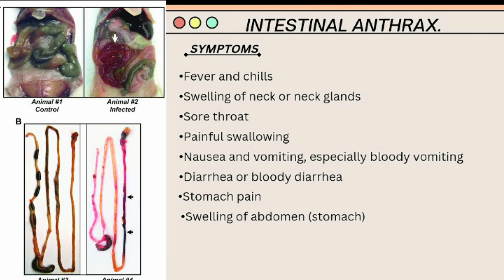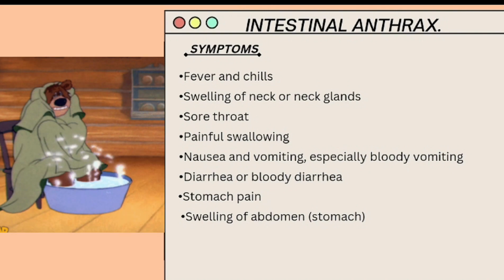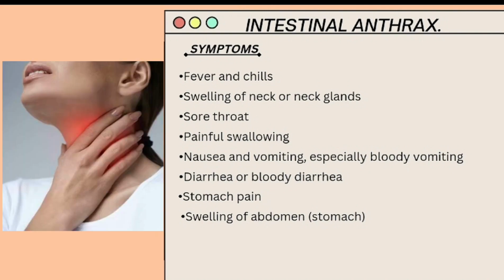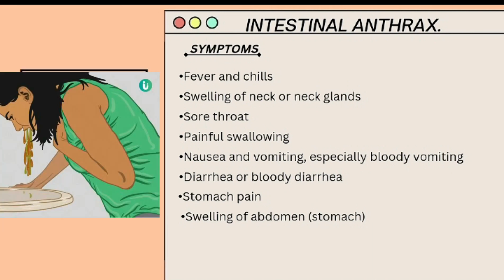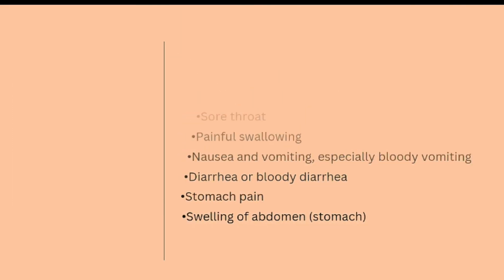Now the second one, intestinal anthrax. Symptoms of intestinal anthrax are fever and chills, swelling of neck or neck glands, sore throat, painful swallowing, nausea and vomiting, especially bloody vomiting, diarrhea or bloody diarrhea, stomach pain, swelling of abdomen or stomach.